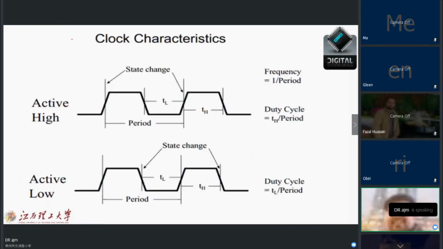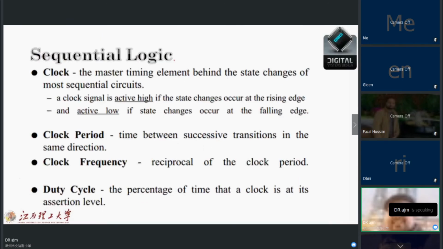We can say that in sequential logic we have some important terms. One is the clock, which is the master or reference for timing elements behind the state change of most sequential circuits. The clock signal can be active high if the state change occurs at the rising edge, and active low if the state change occurs at the falling edge. Another term is clock period, which is the time between successive transitions in the same direction, and clock frequency, which is the reciprocal of the clock period, and duty cycle, which is the percentage of time that a clock is at its assertion level.